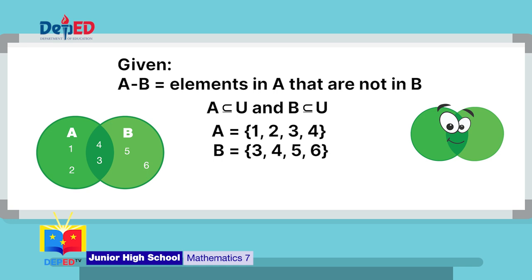Let's say A and B are both subsets of U. A is the set of natural numbers from 1 to 4, while B is the set of natural numbers from 3 to 6. So, we define the difference of sets A and B, denoted by A minus B, as the set of all elements in A that are not in B. Thus, A minus B contains the elements 1 and 2.